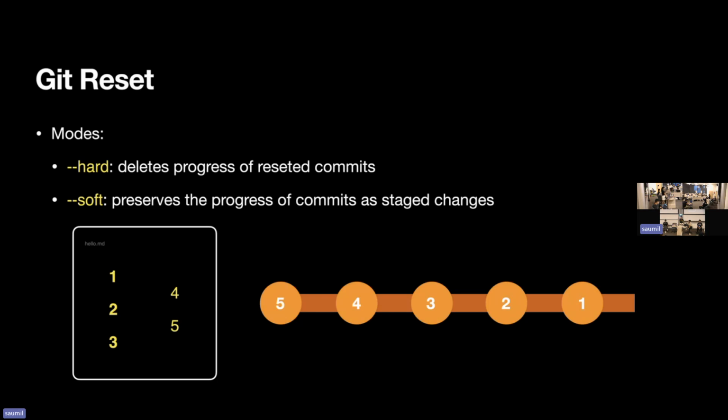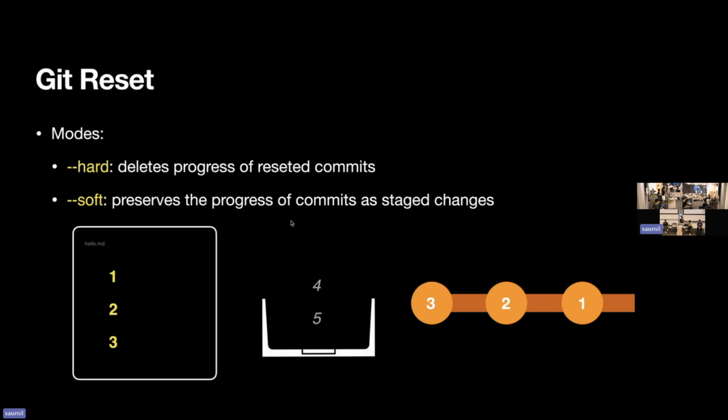Just now we saw in the syntax, there was a place for you to put in a mode flag. So there's a hard reset, which basically completely deletes the progress of the reset commits. You see that it doesn't even appear in your working directory anymore. Or you have your soft reset, which preserves the progress of commits as staged changes. So it's basically your default mode, but then you move whatever changes you have back into your staging area.